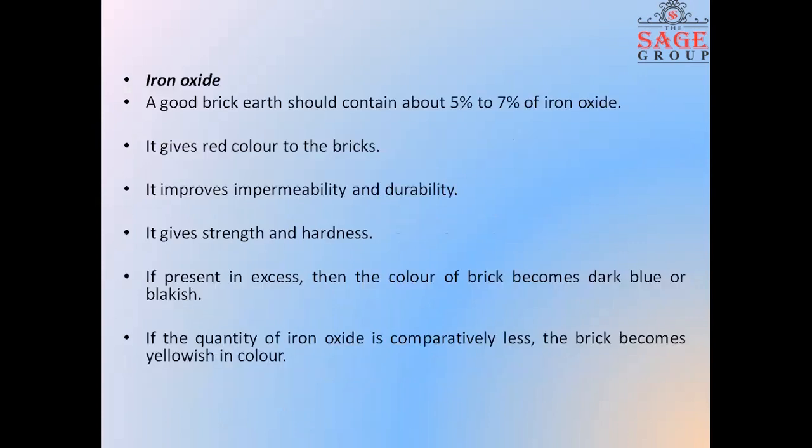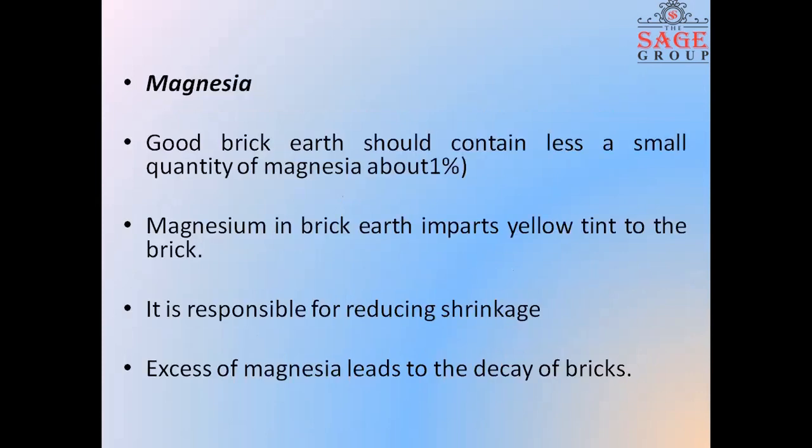Then the iron oxide present in the brick, which is near about 5 to 7%, imparts the red color to the brick and improves the impermeability and the durability. It gives strength and hardness to the brick. If it is present in excess, then the color becomes dark blue or blackish. If somehow after the drying process some of the bricks are in dark red or blackish color, it is due to the excess presence of iron oxide, or the bricks are overburned. If the quantity of iron oxide is comparatively less, the brick becomes yellowish in color. That means the proper percentage of iron oxide is most important in the brick.